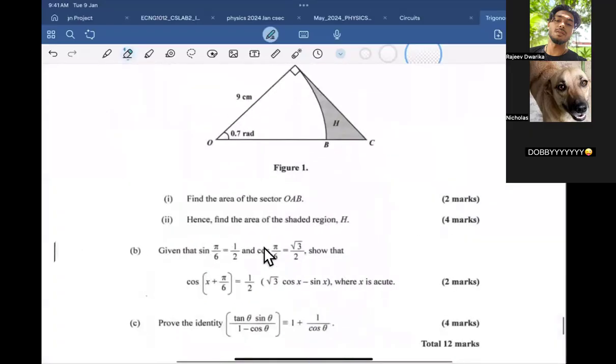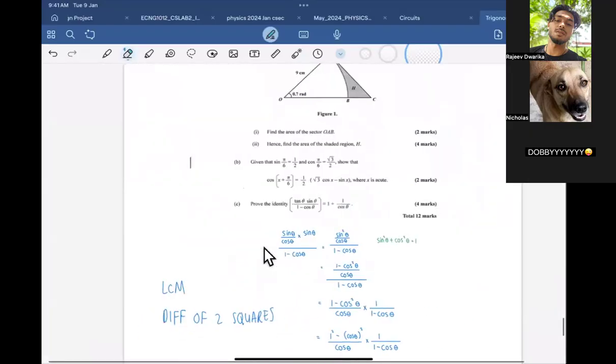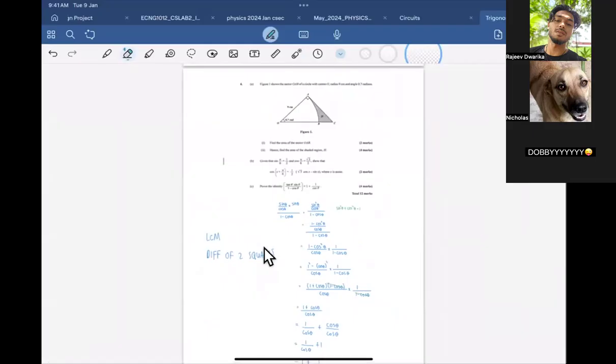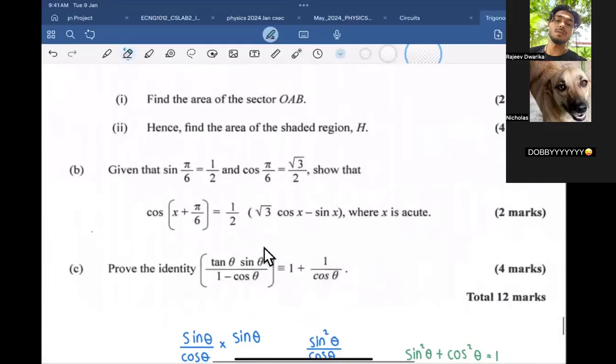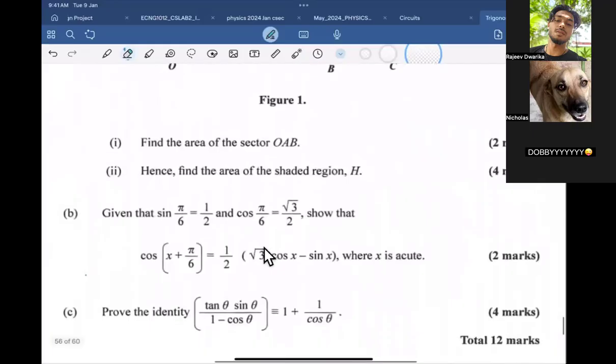Oh yeah, this is also another really nice question. So I'll give all of you this question for homework. Copy this question down. Part C. Prove the identity tan theta by sine theta all over 1 minus cos theta is equal to 1 over cos theta.